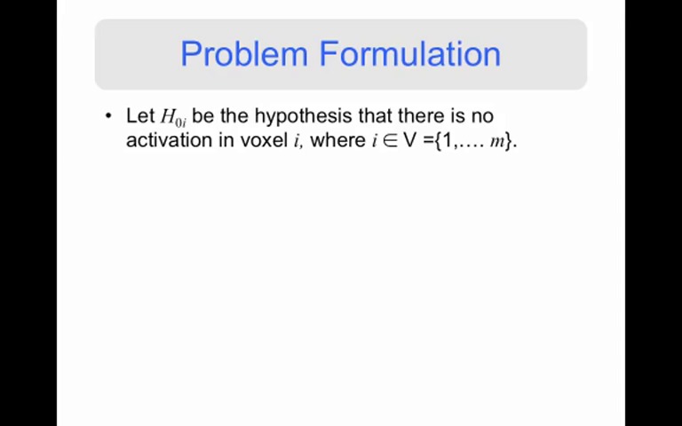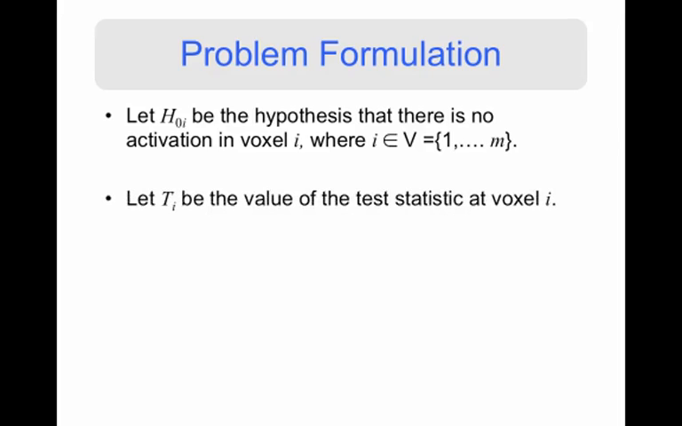So let's start out by formulating the problem. Let's let H naught of i be the hypothesis that there's no activation in a certain voxel i, where i belongs to some set V containing all the voxels. And so let's say there's lowercase m voxels in total. So H naught 1 is the hypothesis that there's no activation in voxel 1, H naught 2 is the hypothesis there's no activation in voxel 2, etc., etc.